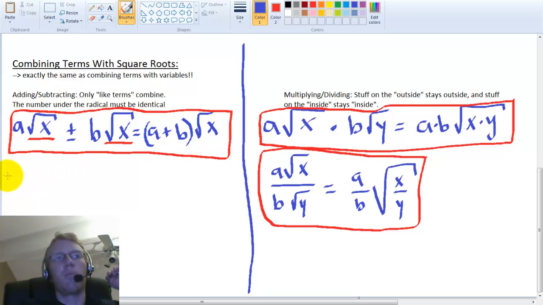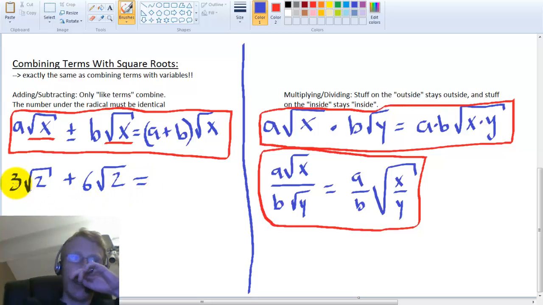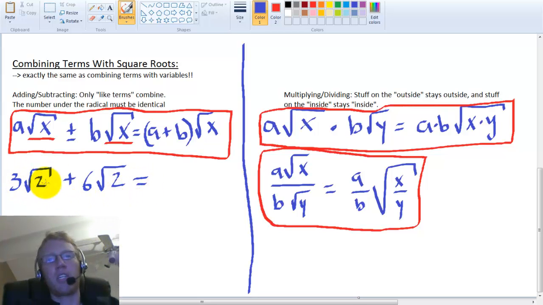Let me put a concrete example here. 3 root 2 plus 6 root 2 equals. So root 2 is kind of like my object. Pretend that root 2 is a frisbee. Okay, 3 frisbees plus 6 frisbees equals 9 frisbees. But instead of a frisbee, I have this thing, root 2. So 3 root 2 plus 6 root 2 equals 9 root 2. Whatever was the square root part stays the same.